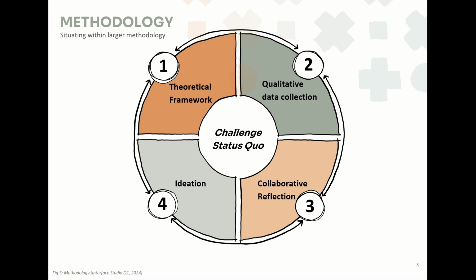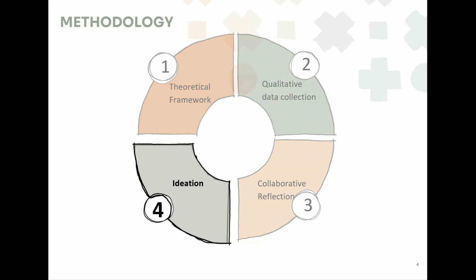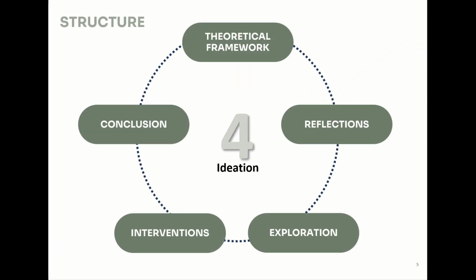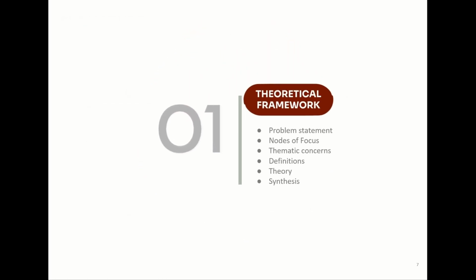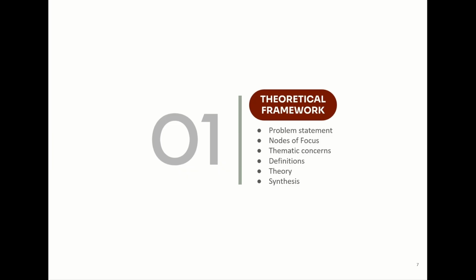To situate our sub-presentation within our main group methodology, our strategic proposal forms part of Part 4, Ideation. Our ideation process is further broken down into 5 parts. Part 1 focuses on the theoretical framework. The process began with formulating our problem statement, identifying nodes of focus, situating them within the larger thematic concern, and the synthesis of theoretical frameworks.